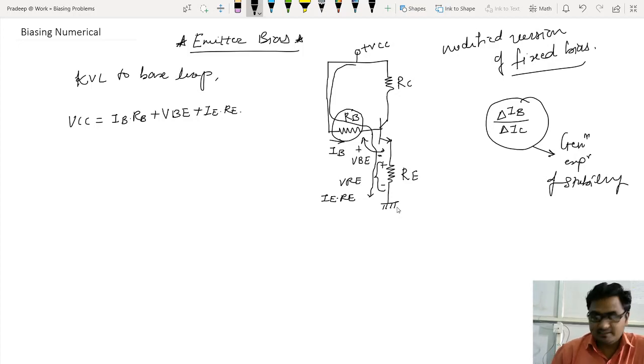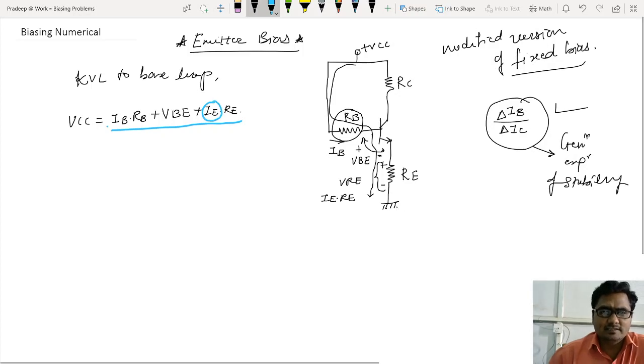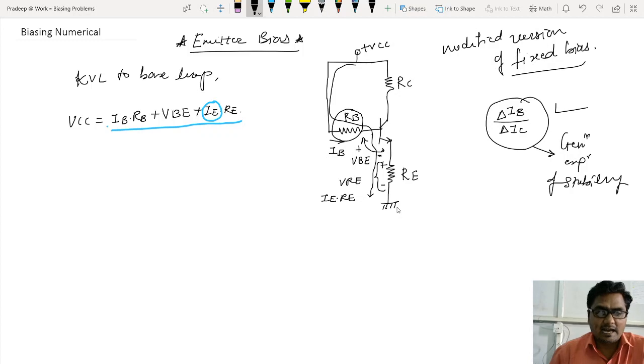Follow the same method that we have followed in the rest of the three circuits. First calculate this change in IB divided by change in IC. To get change in IB, I need this complete equation to be in the form of IB and IC. But one extra term, IE, is there. I don't want this IE, so let me replace this IE with its equation.